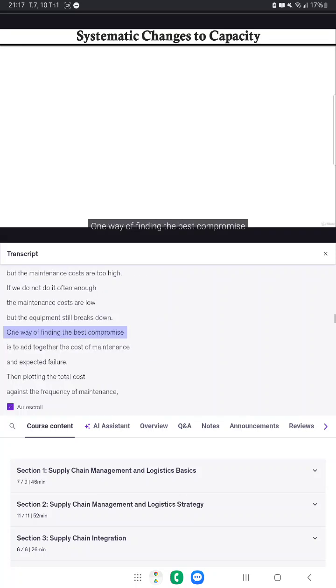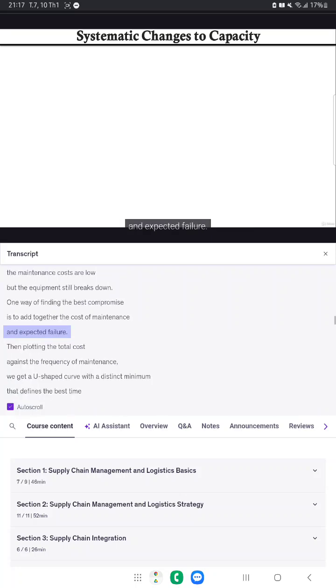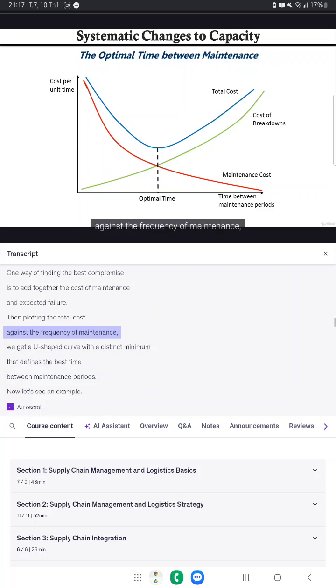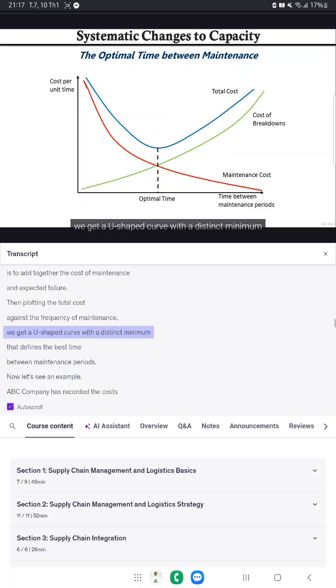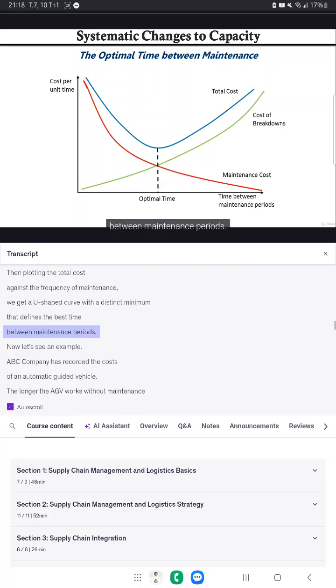One way of finding the best compromise is to add together the cost of maintenance and expected failure. Then, plotting the total cost against the frequency of maintenance, we get a U-shaped curve with a distinct minimum that defines the best time between maintenance periods.